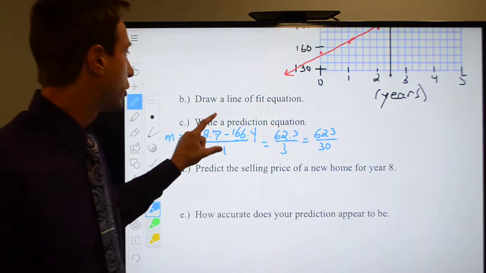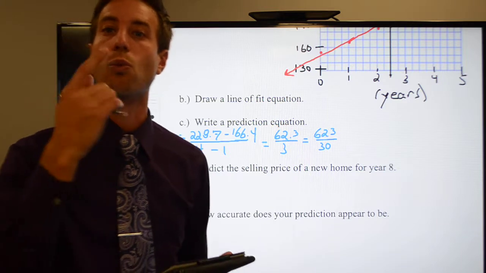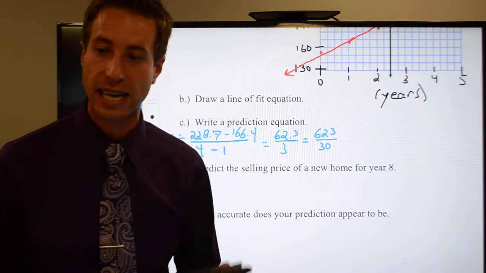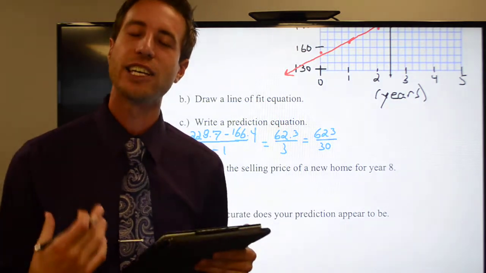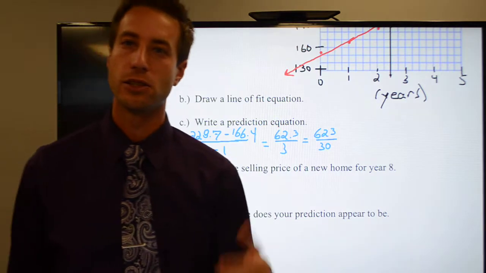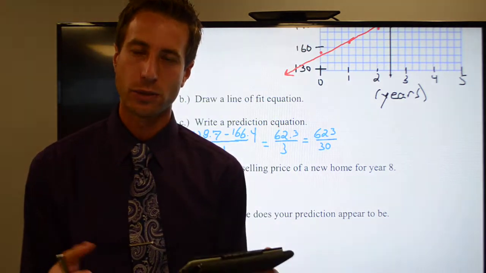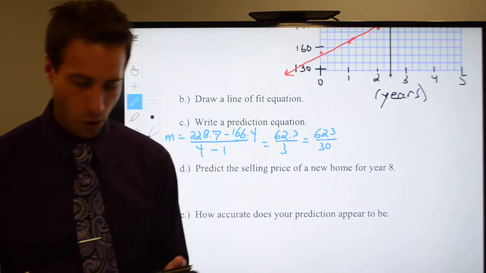All right, now I need to write my prediction equation. I now have my slope. I only need to use one of the 2 points that you picked. I either use year 1 or use year 4. I'm going to go ahead and use year 1 because 1 is generally easier to do math with, and since I'm going to have to do some algebra in the equation, I might as well use a 1 instead of a 4. So here we go.